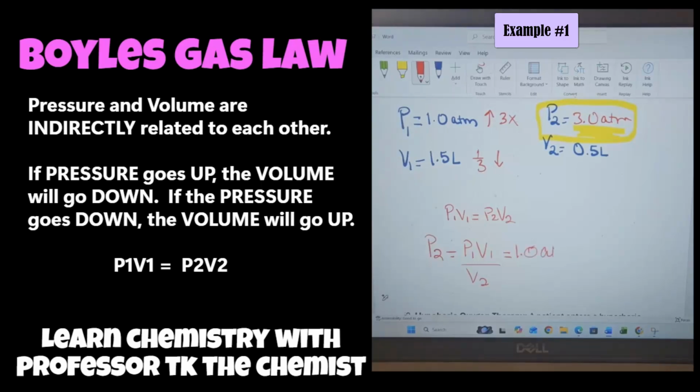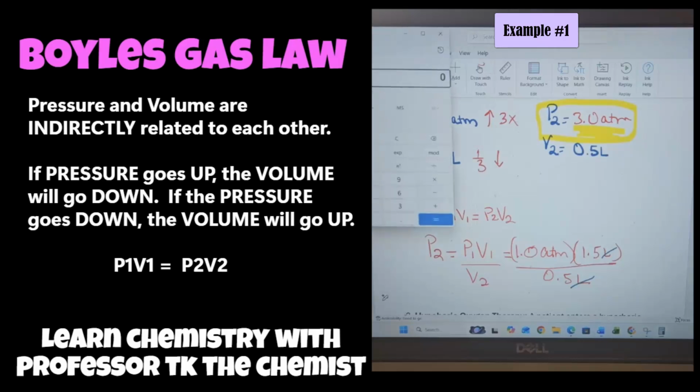Now, all you have to do, like we said before, is put the numbers into the proper format: 1.0 atm times 1.5 liters divided by 0.5 liters. When I cancel out my liters, I'm looking for atm. Let's go back to our calculators. You've got 1.0 times 1.5 and then divide that by 0.5 and you get 3. Let's keep those sig figs in check. You're going to say 3.0 atm. And guess what? Our predicted answer was correct.